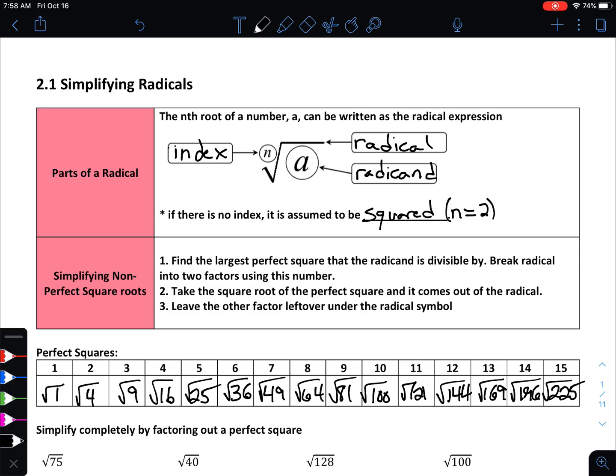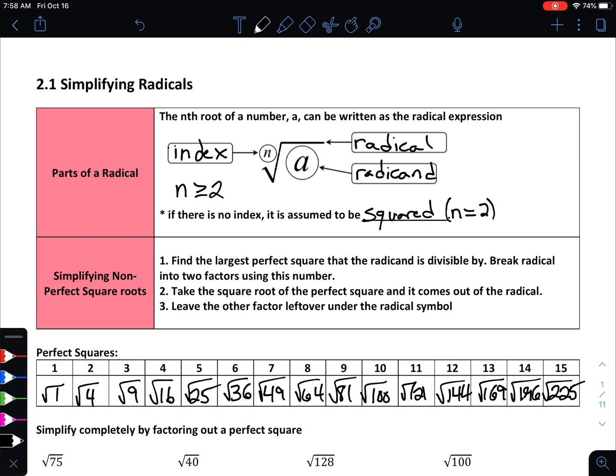Again, where it's pointing to that letter n in front, that is what is known as the index of your radical. An index can be anything as long as it's greater than or equal to 2. So that can be a square root, a cube root, a fourth root, but we do not take the first root of a number. We don't take the 0th root. So that index has to be at least 2.